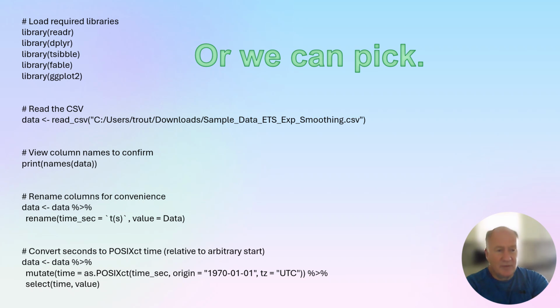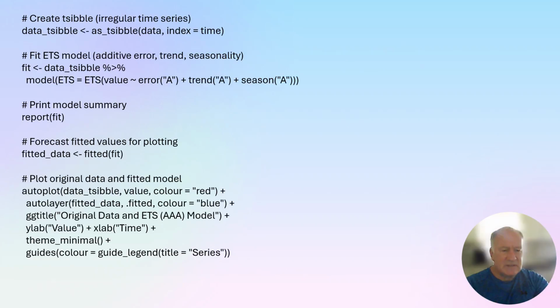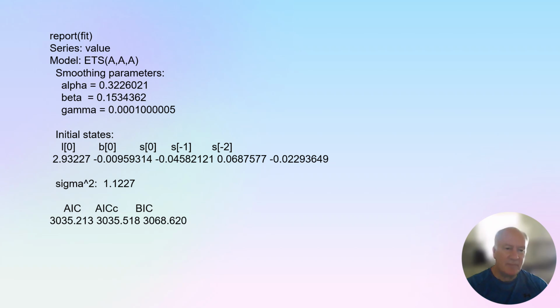Or you can pick your own. In this case, we'll read in the values, and once again, we converted the time. And in this case, we're going to tell the ETS model that we want the error to be additive and the trend to be additive and the season to be additive. And then plot it and report it.